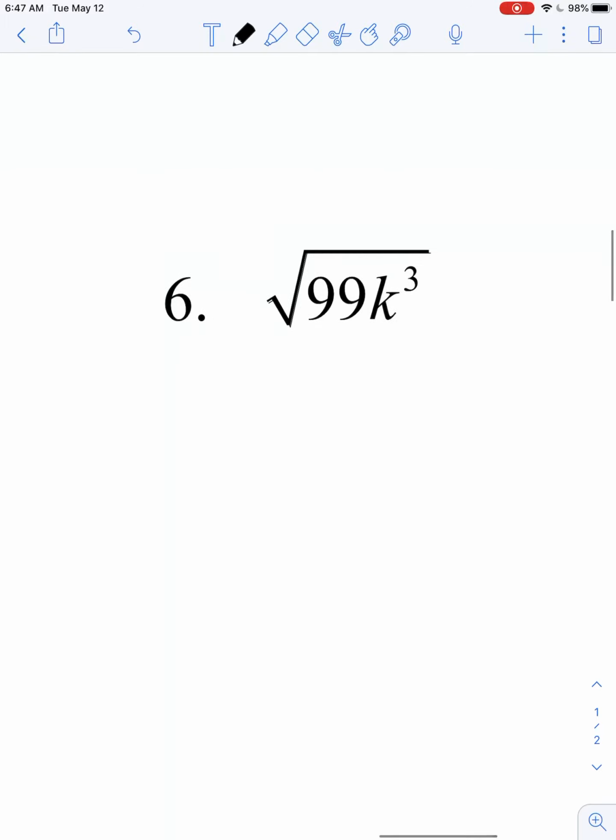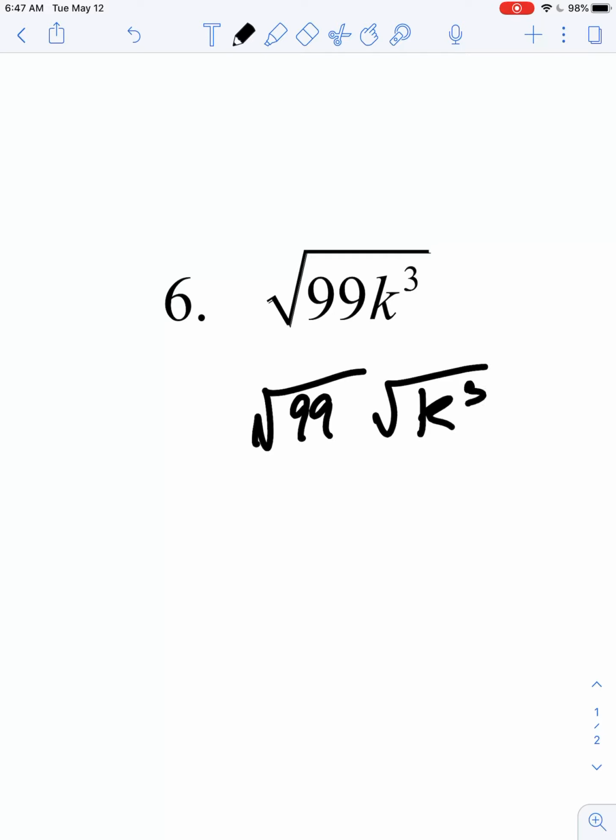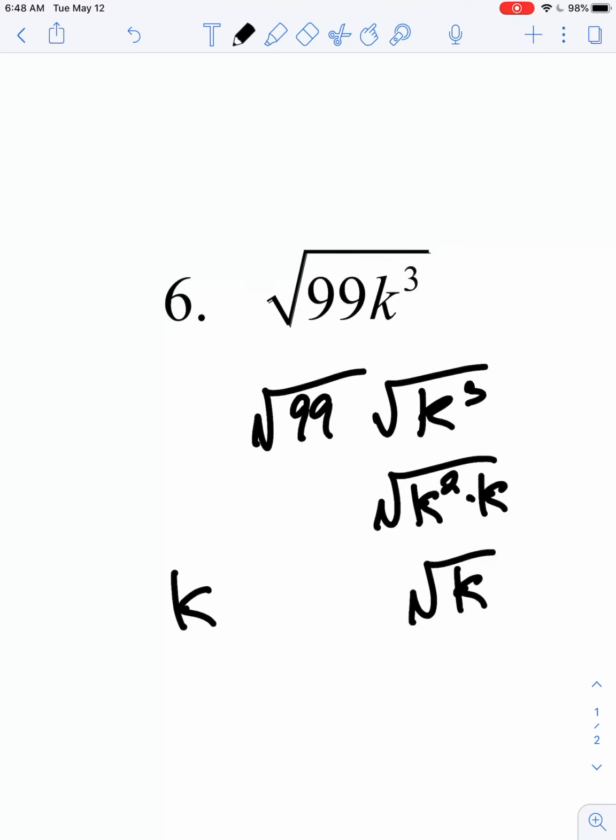Another one. Okay, so is 99 a perfect square? Nope. Is k to the third a perfect square? Nope. So what's left behind? We have to figure out what perfect squares are in there, so let's split these into two to simplify things a little bit for us. Let's take care of the variables first. The biggest even number that's close to 3 is going to be 2. And so I can break this down into k to the second power times k, which in the end means that I'm going to be able to pull out 1k, which I'm going to put over here. And what's left behind is simply a k as well.